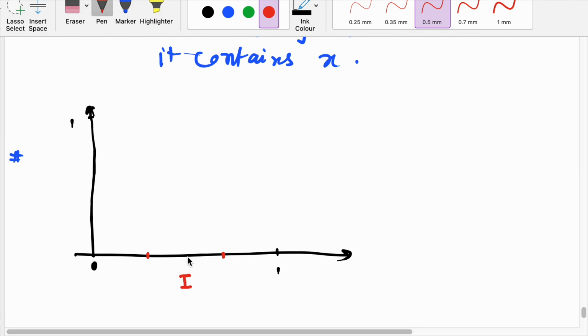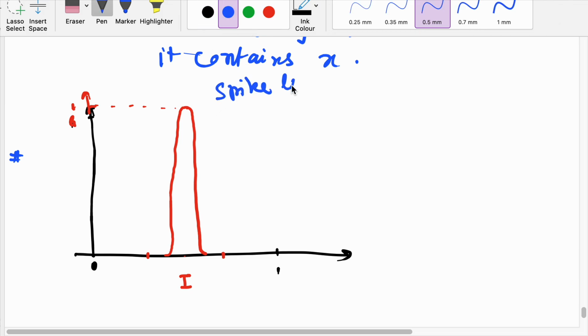Suppose any point is x. Because of this spike lemma, there will be one hump. Whatever open interval we choose, we will always find one hump whose base is contained in I. That is from the spike lemma that we have already proved in the previous lectures.